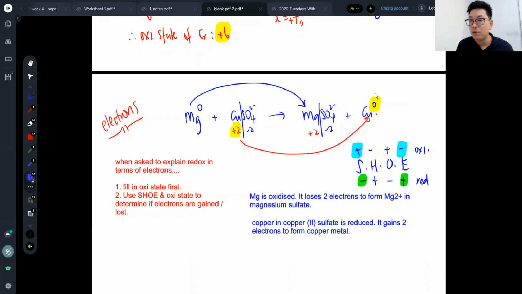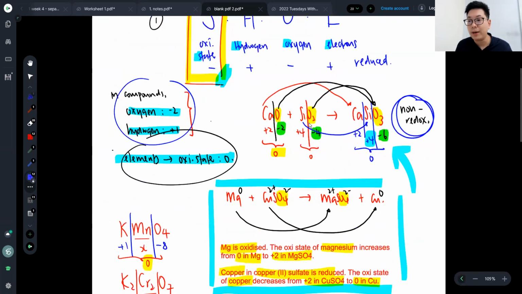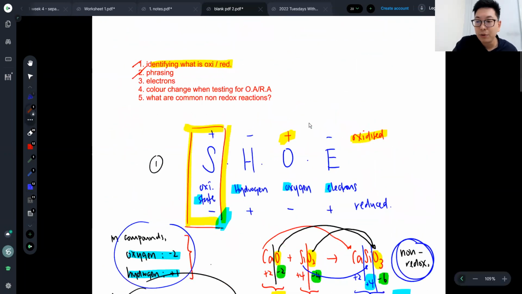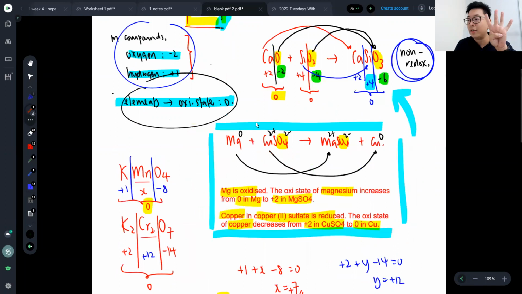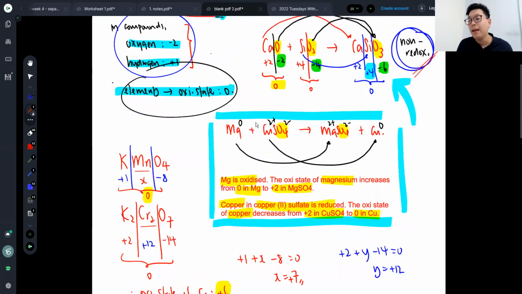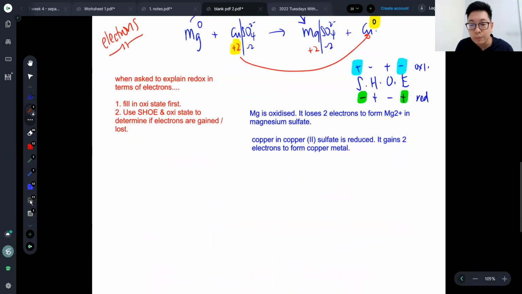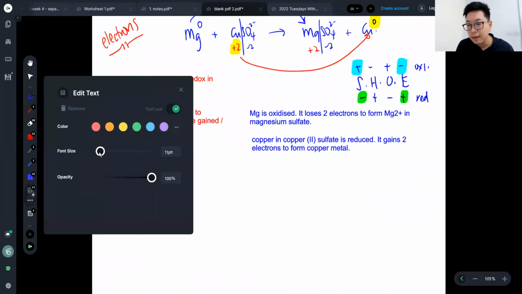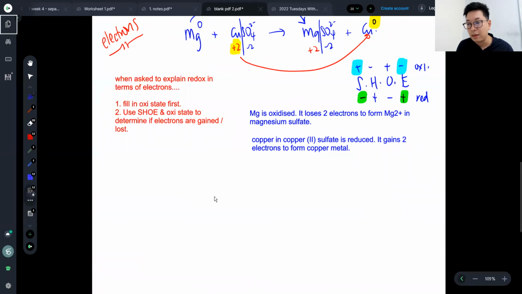Now, next one, we're almost done. The color one, I'm going to pause for a little while. I will answer that question in a while. Let me talk about the common non-redox ones first. So what are some common non-redox reactions? There are 4. One of them is neutralization. Someone asked, is neutralization the only one? There are actually 4, but I don't encourage you to memorize. Let me type it out first. So the 4 non-redox reactions.